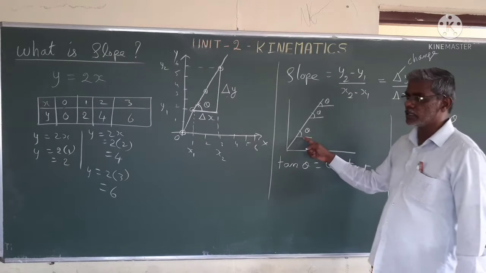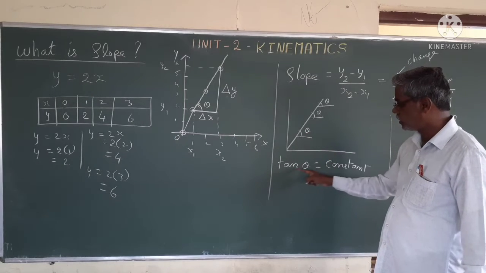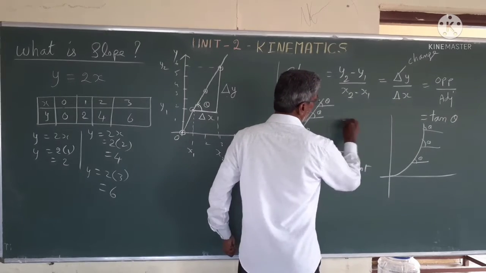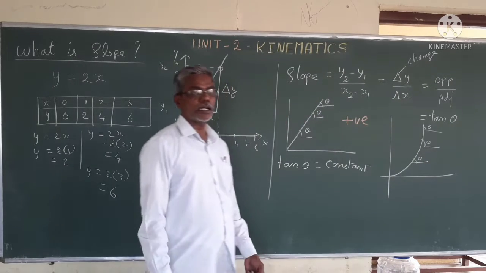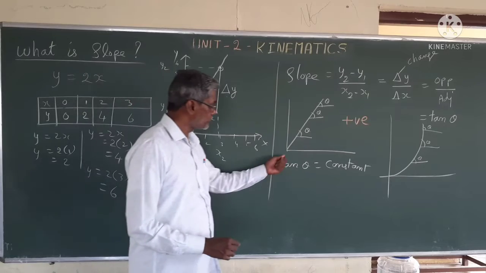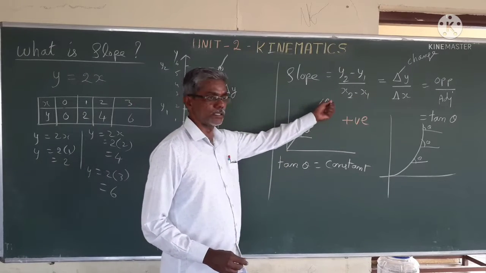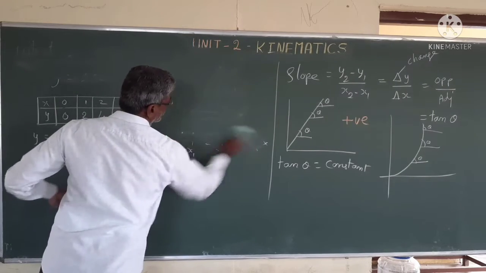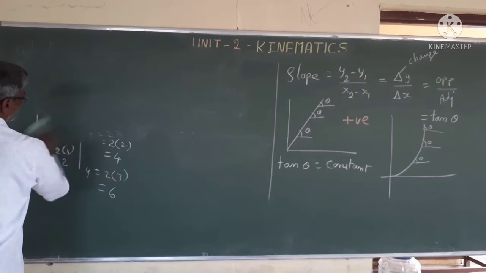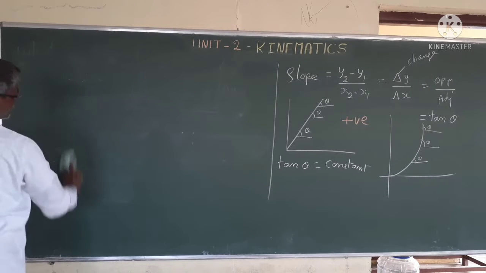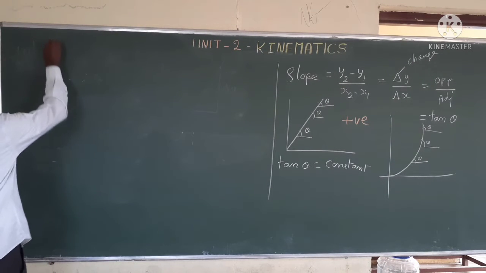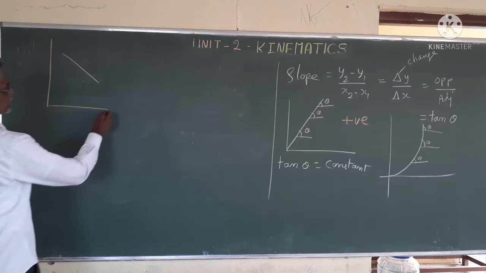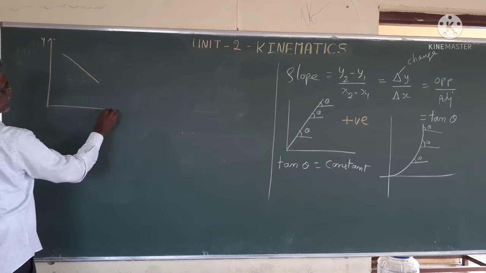Now, if I apply this for all the values of theta, the answer will be positive. Understood? That is, for a line that starts from 0 and goes up like this. Suppose now the line is like this. So this is the x-axis and this is the y-axis.